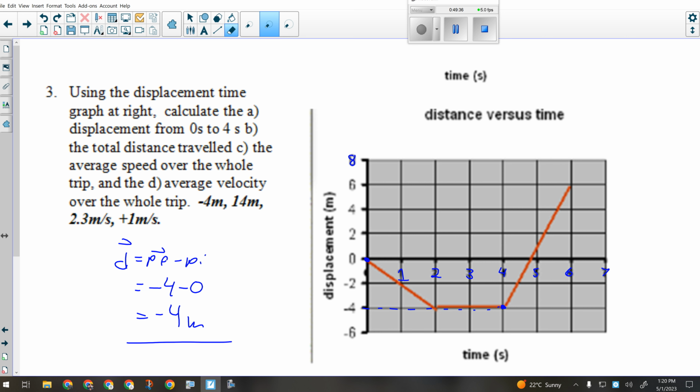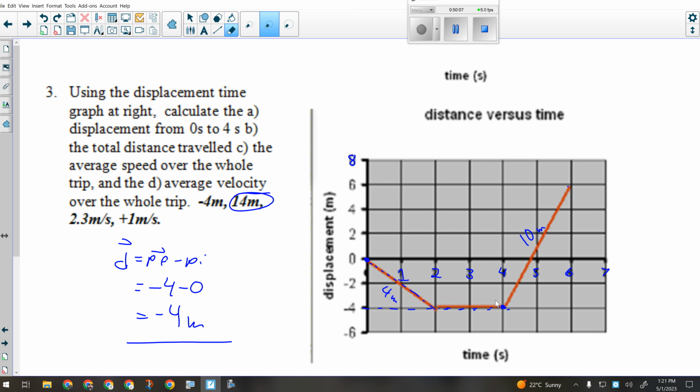Okay, that's fine. All right, total distance traveled for the whole trip. So that's what we were talking about just a minute ago. In this first part here, we go from 0 to -4, so that's 4 meters. We don't go anywhere during this part. And then we go from -4 to 6, which is another 10 meters. Right, so 10 plus 4 is 14 meters. No sign or direction on that because it's scalar.